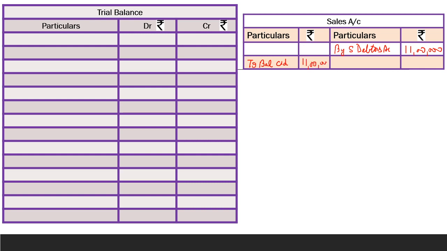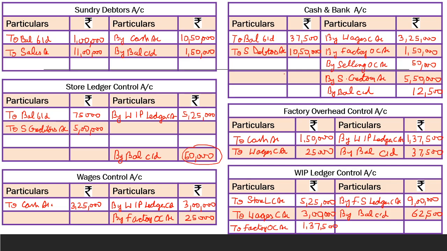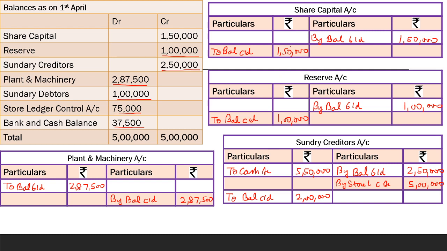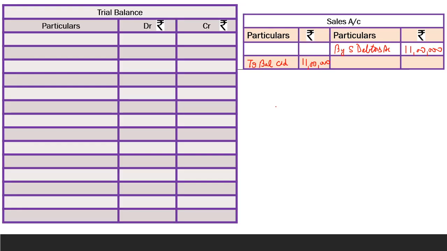Now all the accounts are completed. Now we have to prepare the trial balance to write all the balances. Our first account is share capital. Here the credit balance is 1,50,000 and the reserves is also a credit balance of 1 lakh rupees. So first we write the balances of these two accounts.